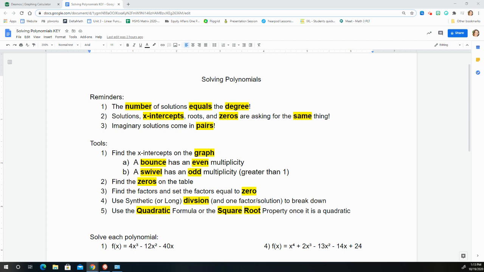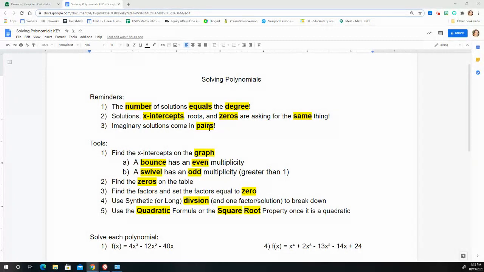All right, Hawk. So today we are putting together so many skills and solving polynomials. So a couple of reminders. The number of solutions equals the degree. So if our degree is 5, we should have 5 solutions. Solutions, x-intercepts, roots, and zeros are all asking for the same thing.